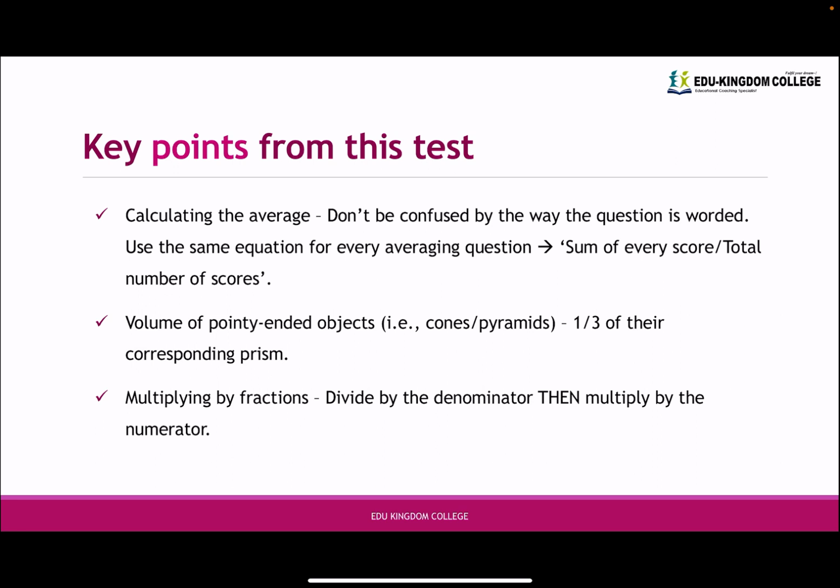Okay, multiplying by fractions: divide by the denominator first if you can, and then multiply by the numerator. Why? Because we want simple numbers first. They're easier to work with, especially because we do not have calculators in this exam.